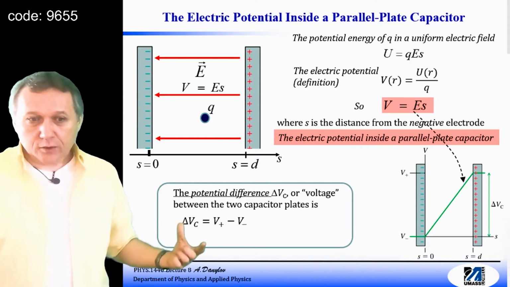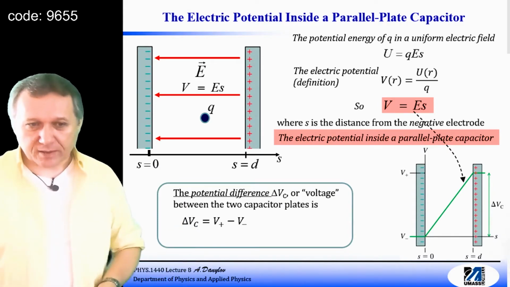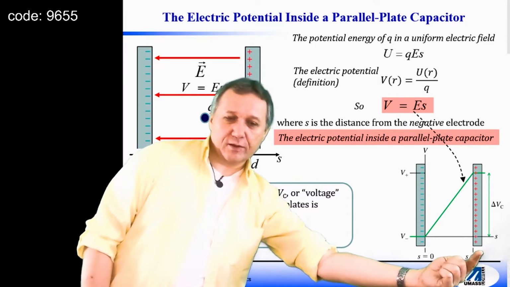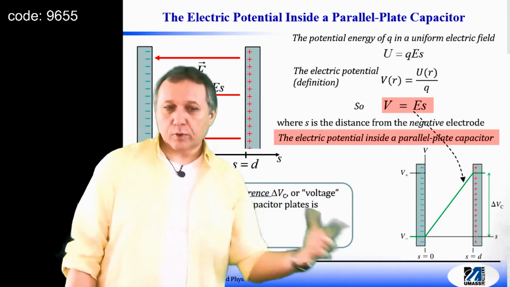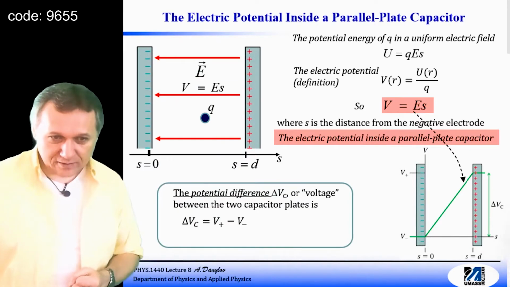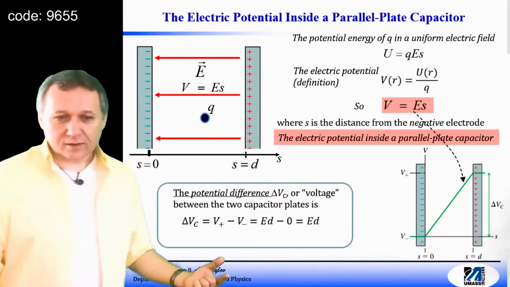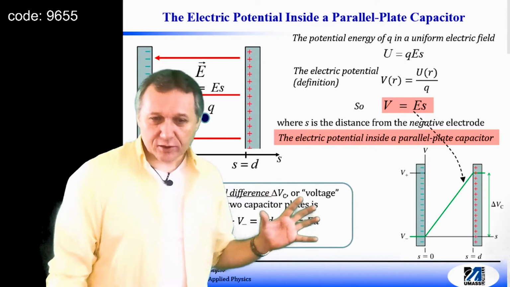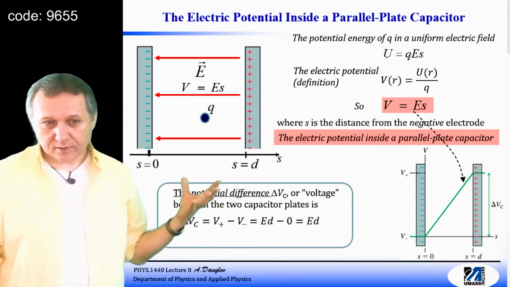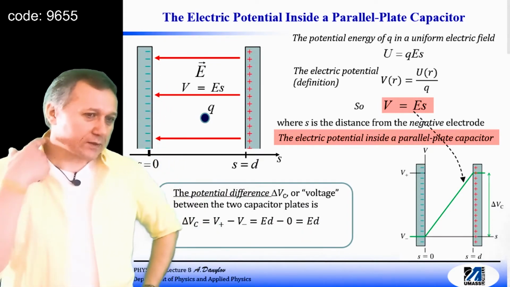So it's very simple. Potential difference across the capacitor, delta V, C stands for capacitor. That's the electric potential at the positive electrode minus the electric potential at the negative electrode. So this is E times D, since S equals D, so ED, and minus 0 because the electric potential at the negative electrode is 0. So the potential difference is the electric field times the distance between the electrodes. Again, as I said, we will use that a few times in the future in this semester.